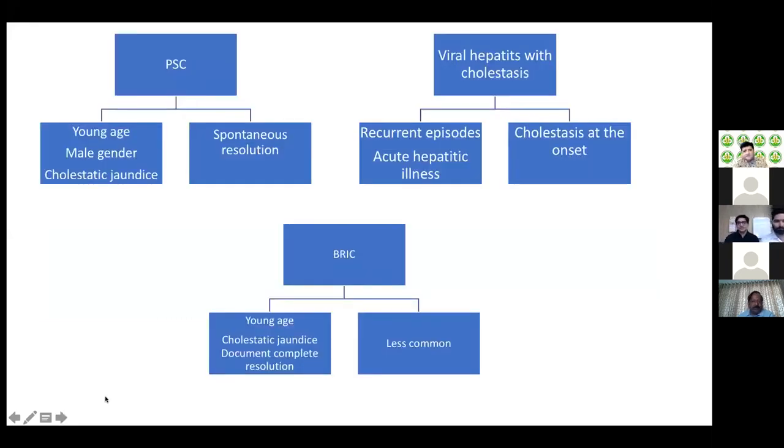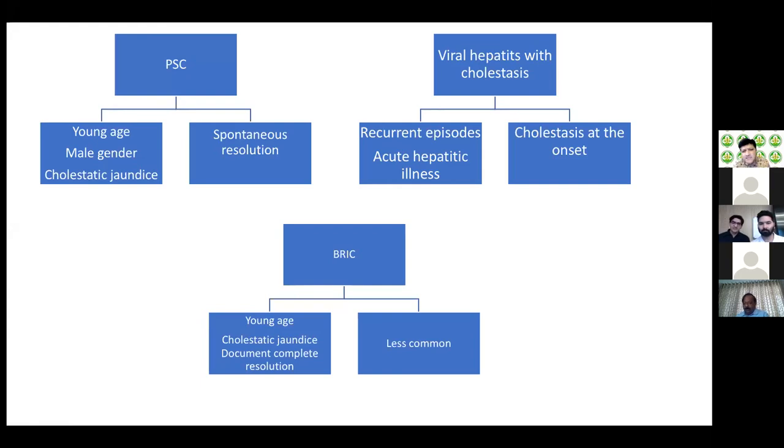Quickly, yeah. Sir, the patient is a young male having a cholestatic jaundice, so the possibility of primary sclerosing cholangitis becomes the first possibility. However, there is a less likely resolution of this high jaundice, which spontaneously resolves. So this is a slightly odd point against this. Coming to viral hepatitis, again, recurrent episodes can happen.